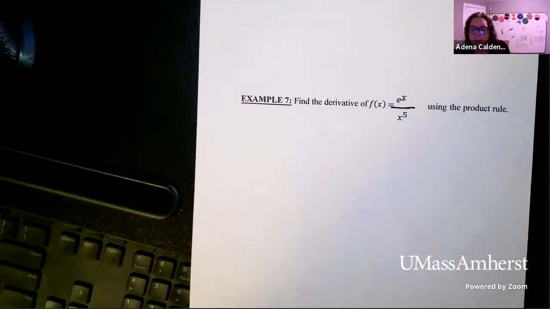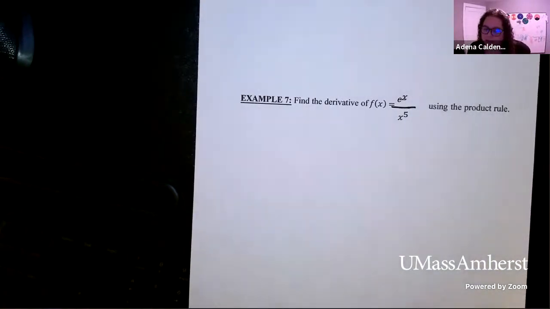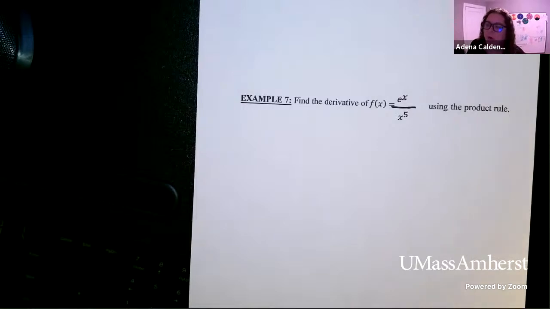So we are thinking about the function e to the x divided by x to the 5th. And I want us to think about how we might be able to use the product rule on this function. And hopefully you're thinking, well, we don't have one thing multiplied by another, which is the key structure that we need to use a product rule.